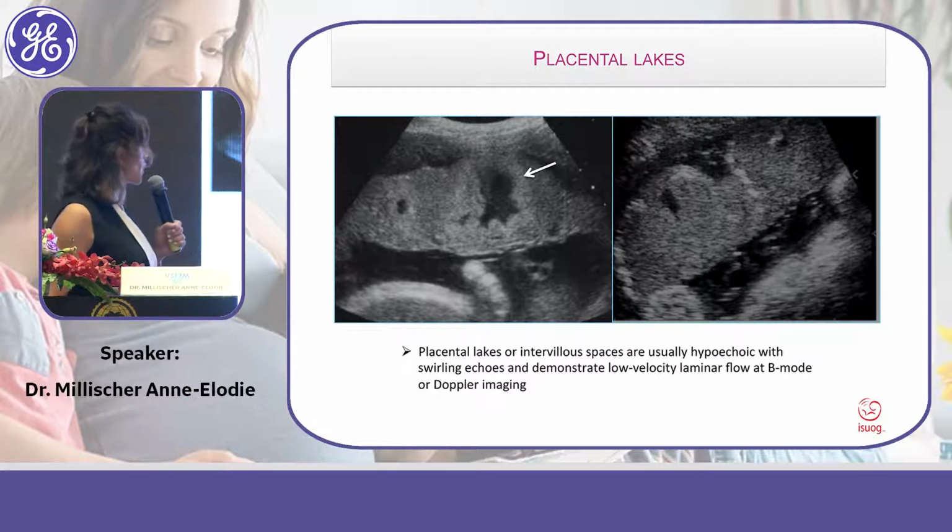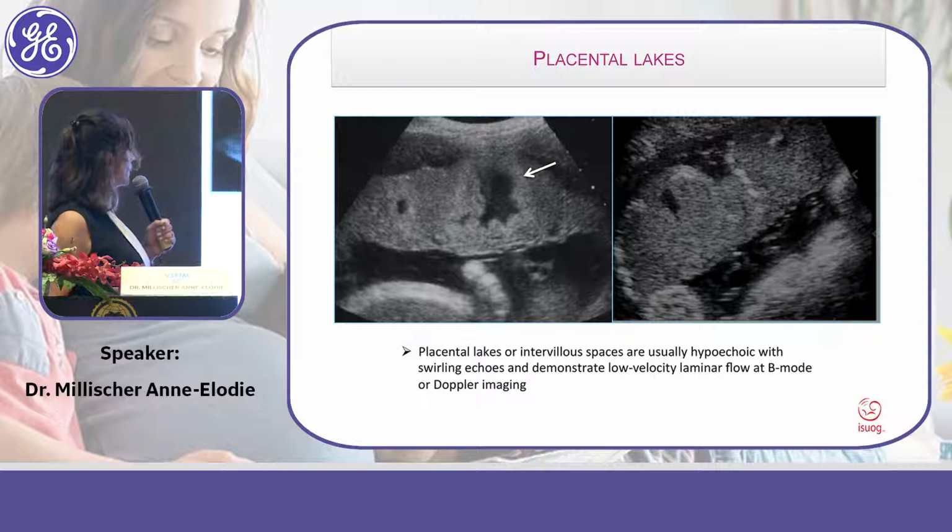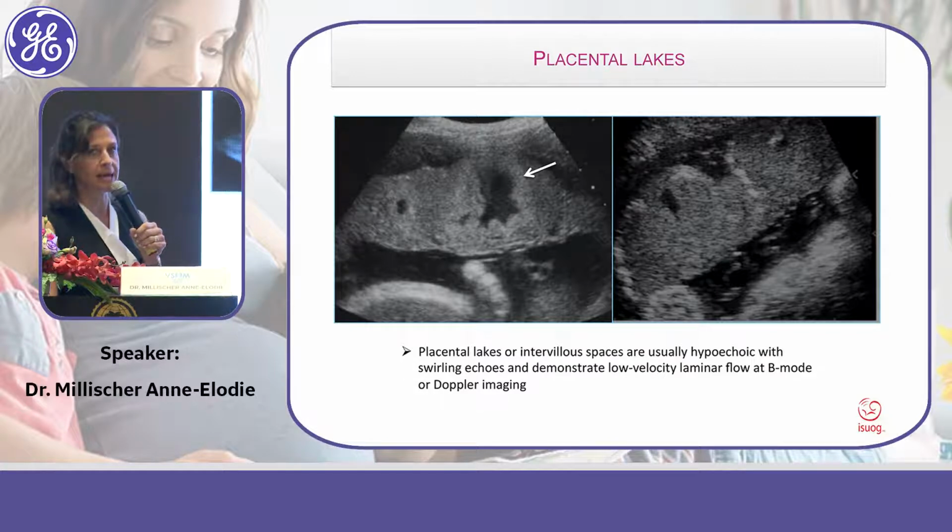We just focus on this normal placental lake just to describe that a normal lacunae like this is surrounded by hyperechogenic ring, as you can see here, with no Doppler signal inside.